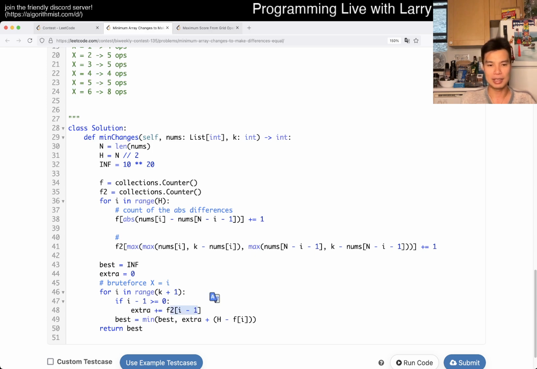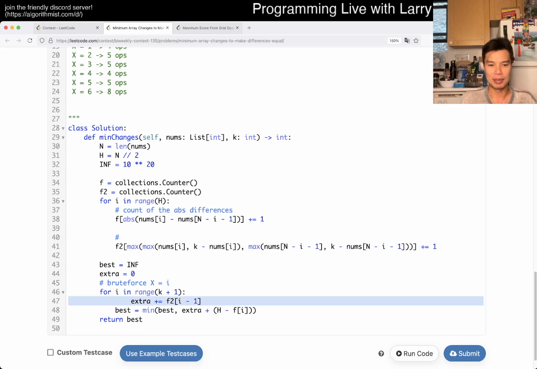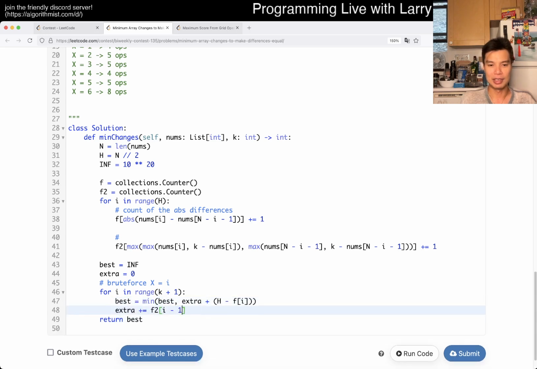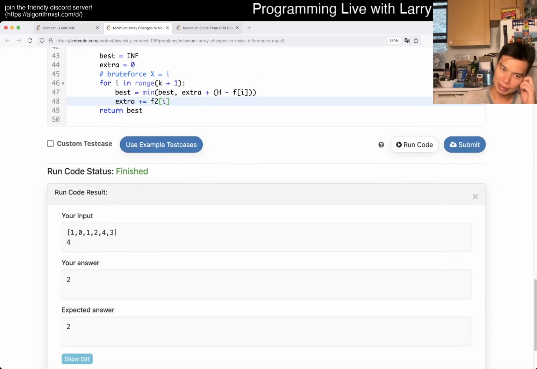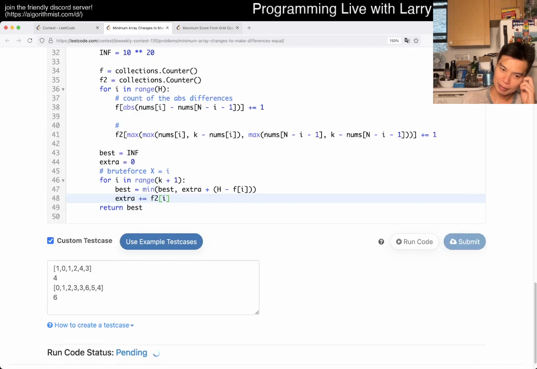I guess this if statement's a little bit awkward. You could just do it afterwards, I suppose. But either way, it's the same code, same idea.